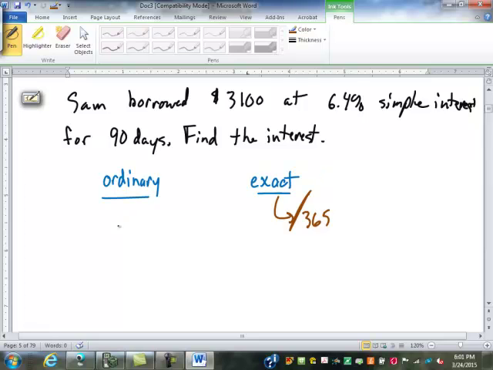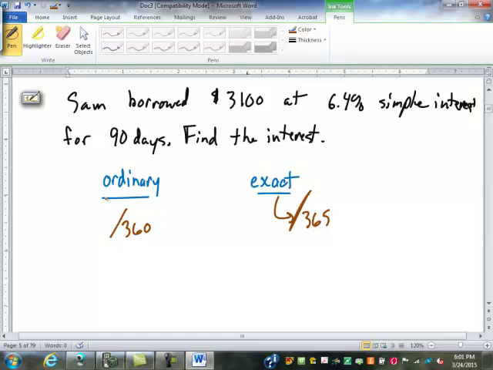So ordinary interest is out of 360 days in a year. The reason this was done was because every month was just considered to be 30 days. So every month was just 1/12 of a year, simplified the calculation a lot. 360 is a lot simpler number to work with because 360 can be cross-canceled. It can be divided by a lot of different numbers. So it also simplifies your calculations a lot by using 360.